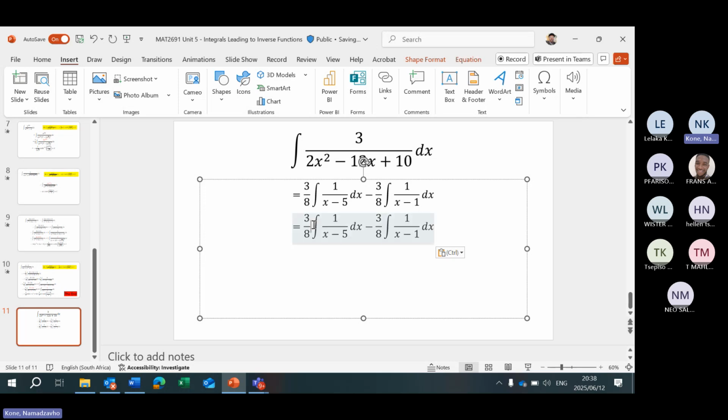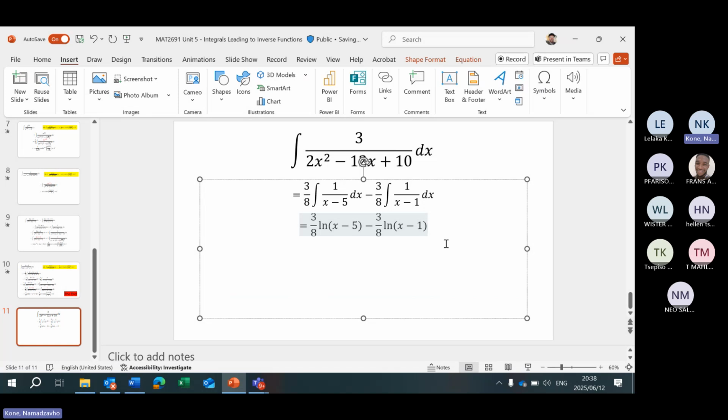And this is the same as, now we can remove the derivative, and this is the same as ln of the one at the bottom, x minus 5. And the same applies to the second one. The derivative of x minus 1 is 1. So this is the same as ln of x minus 1. And I think the lady gave us this after she applied log laws.